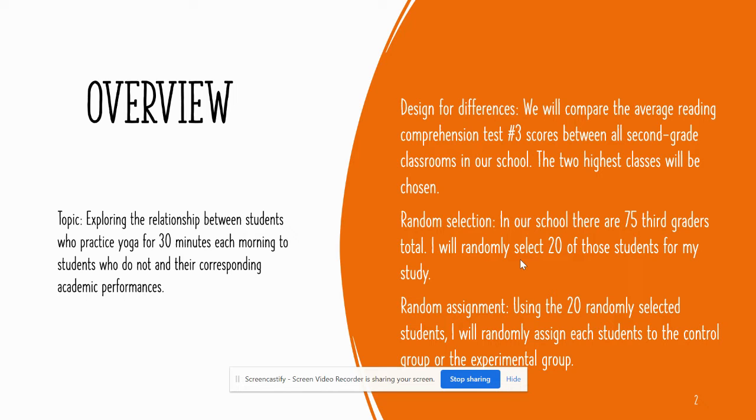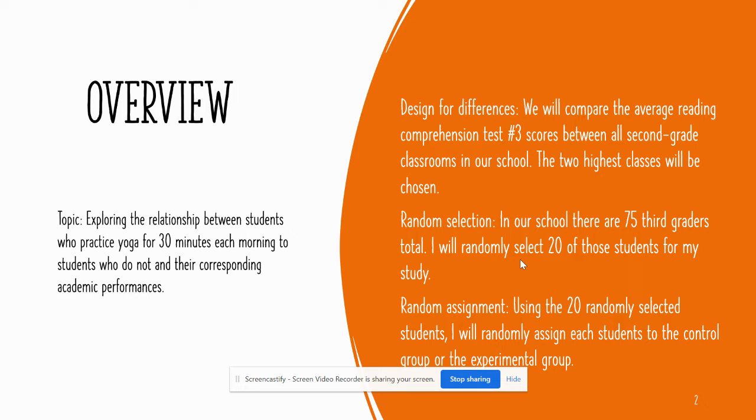So the three different categories that we will be doing our selection in is design for differences. We will compare the average reading comprehension test 3 scores between all second grade classrooms in our school. The 2 highest classes will be chosen, random selection. In our school, there are 75 third graders total. I will randomly select 20 of those students for my study.